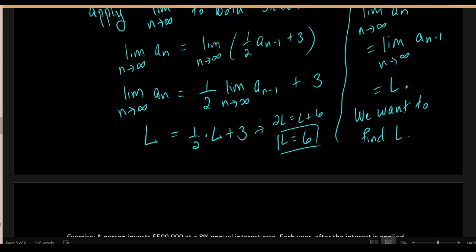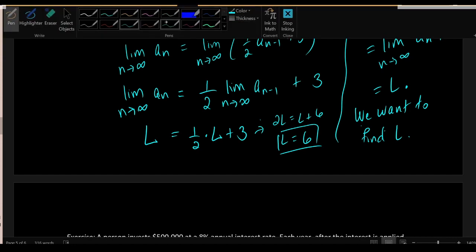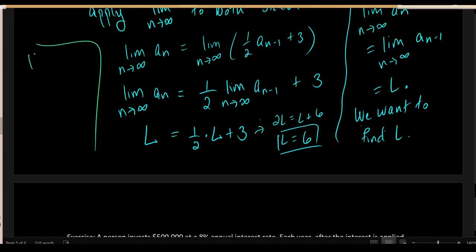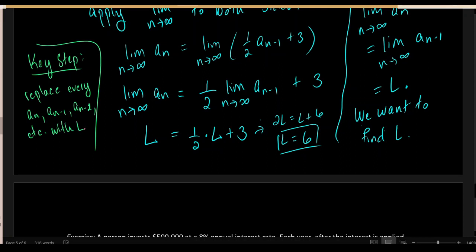The major takeaway here, the key step in this process, is to replace every a_{n-1}, a_{n-2}, etc. with L and solve for L. The solution will get you the limit, assuming that the limit does exist.